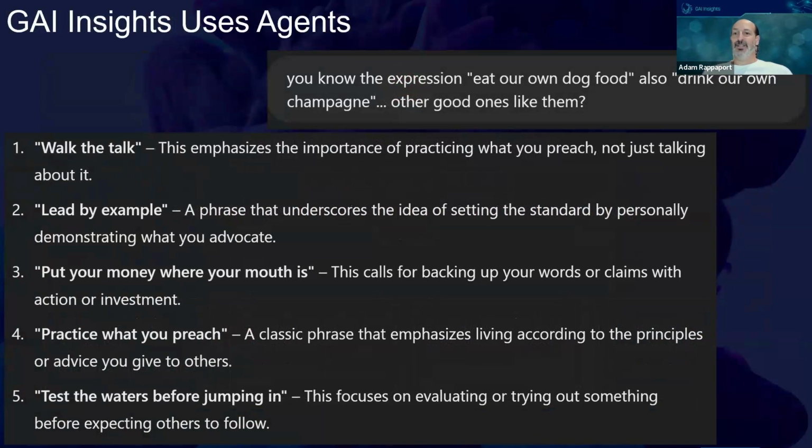So GAI Insights uses agents as well. And as I was preparing for the conference, I was thinking about the term eat your own dog food, or drink your own champagne. There's a few different ways to say that we use the technologies that we help enable other people with. And I was trying to think of what would be the best way to say it during the presentation. So I just asked ChatGPT.